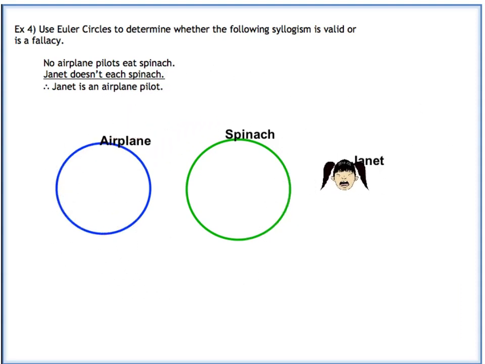So again, let's try to make our premise be true and make our conclusion be false. Okay? Let's see if we can do that. So we've already made our first one true because airplane and spinach are separate. Now we want to make sure that Janet doesn't eat spinach, which she's good here.